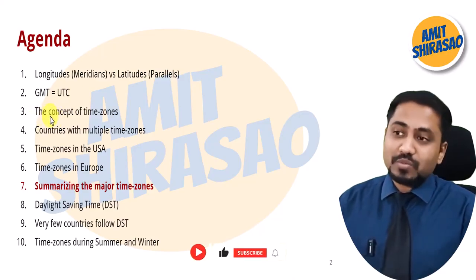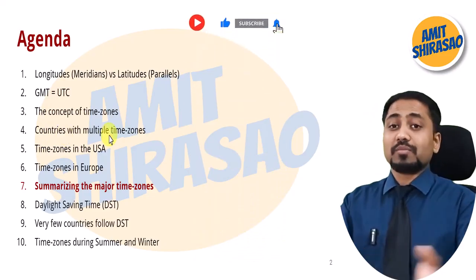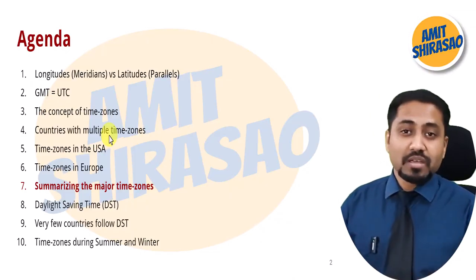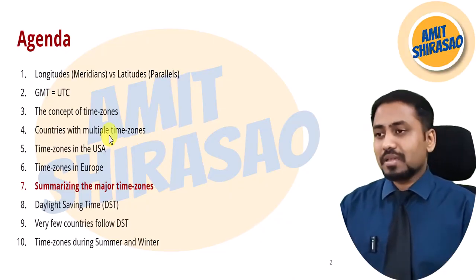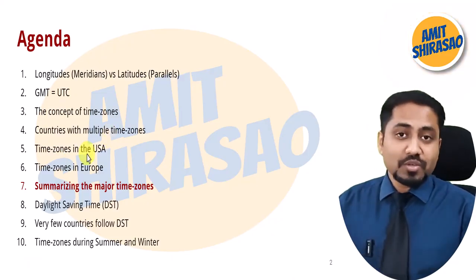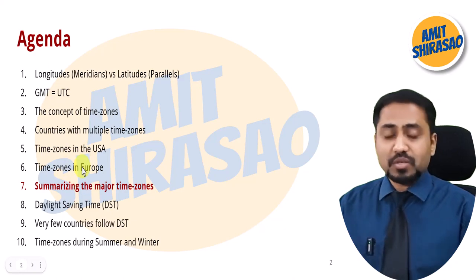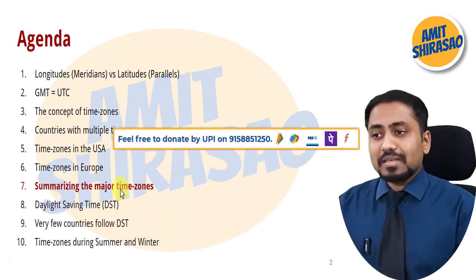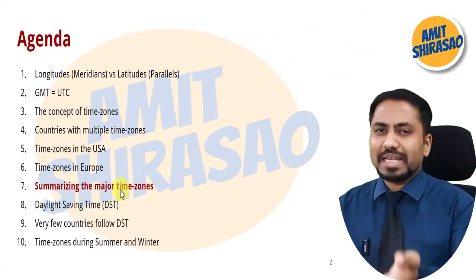What is the concept of time zones? Then I'll discuss a few countries having multiple time zones, like US has 11 time zones, Russia also has 11 time zones, France has 12 time zones. Why so many time zones? We'll discuss. Then time zones in the USA, because most of our clients are from the US. Again, time zones in Europe, because some of our clients are also from Europe. Then summarizing the major time zones. So this is the same slide that I showed you, except without daylight saving.